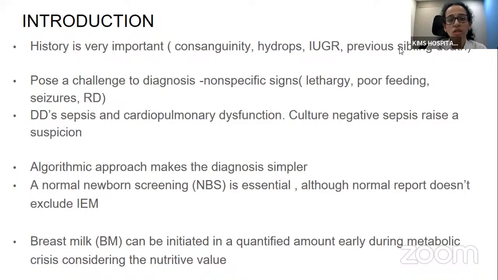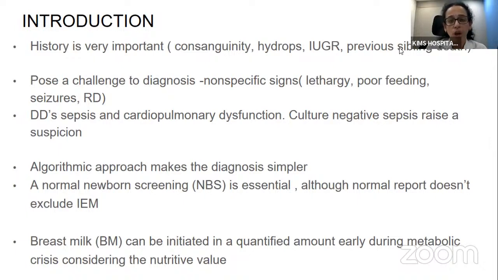The misconception about diagnosis being very difficult is also wrong. If we follow the algorithmic approach, the diagnosis becomes simpler, and there are now many tests which make the diagnosis of inborn errors of metabolism easier, like tandem mass spectroscopy, TMS, urine for GCMS, and molecular studies. All these help in diagnosing the IEMs.